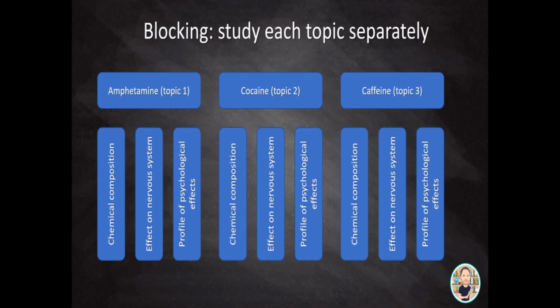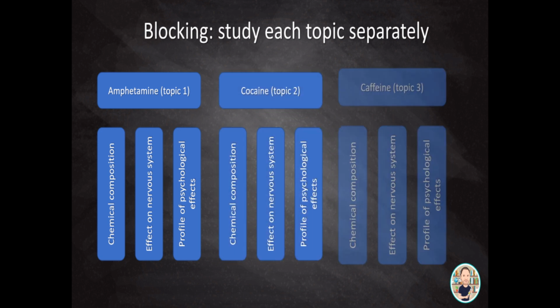Let's say you were studying different examples of stimulant drugs, for example amphetamines, cocaine, caffeine and nicotine. If you were taking the blocking approach to studying, you would conclude your studying of one particular example of drug, let's say amphetamines, covering such subtopics as the chemical composition of the drug, its effect on the nervous system, and its profile of psychological effects, before moving on to the next example of a stimulant drug.